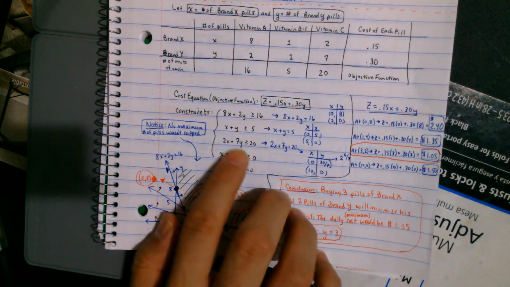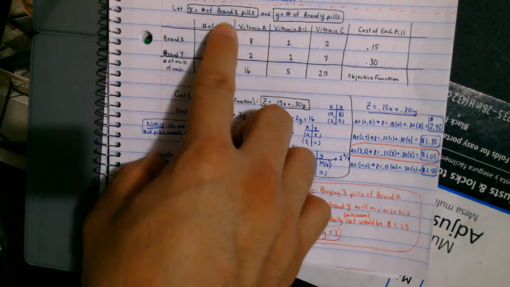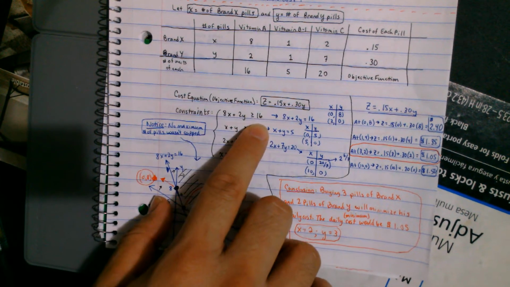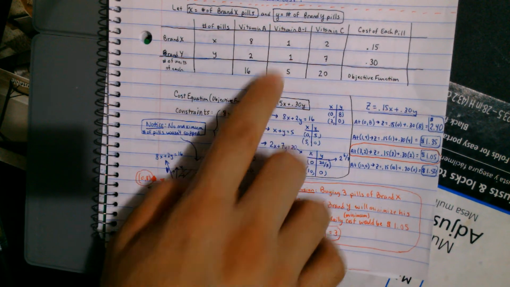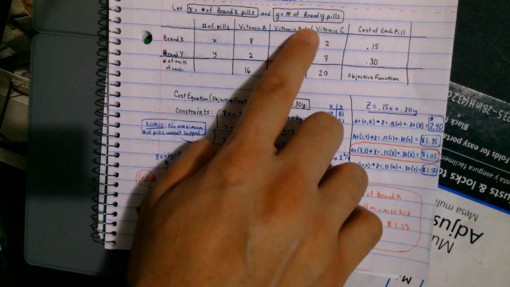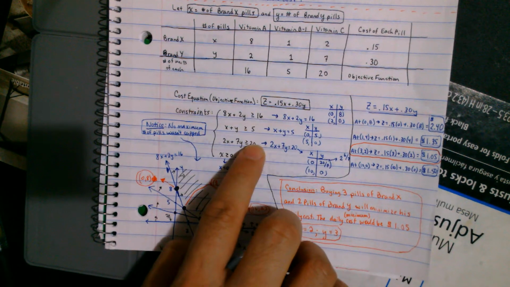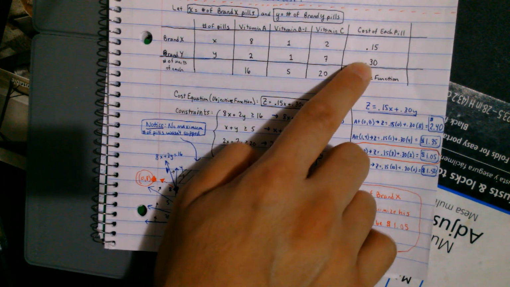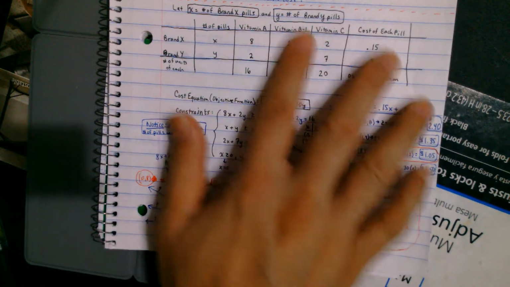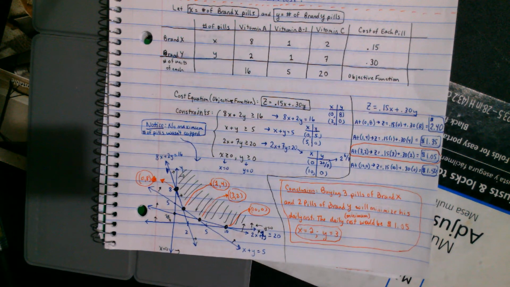All right, so having set this up, I think you can see 8X plus 2Y is greater than or equal to 16. 1X plus 1Y is greater than or equal to 5. 2X plus 7Y is greater than or equal to 20. And then the objective function is this. So that's where this kind of categorizes everything for us.